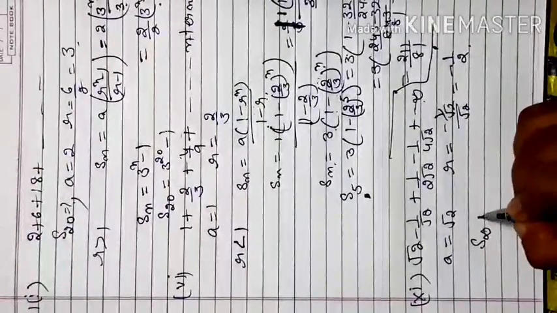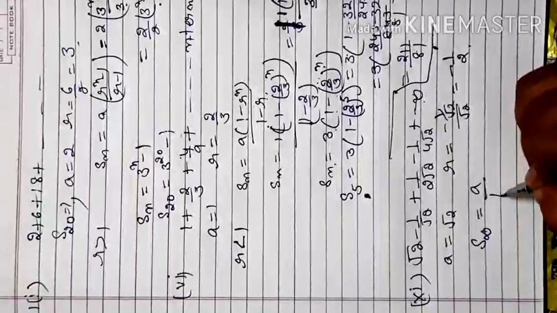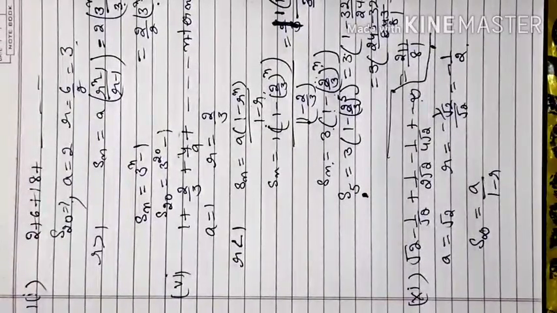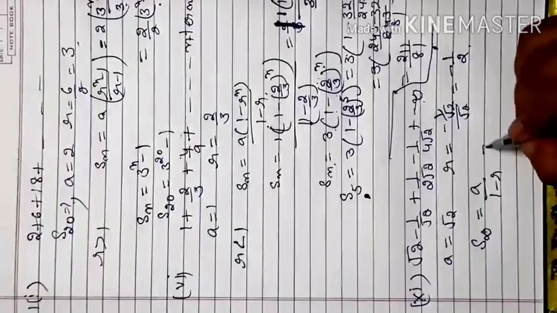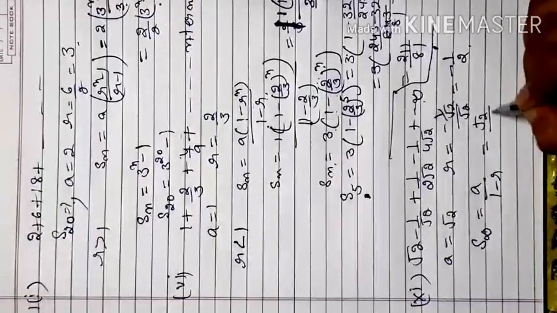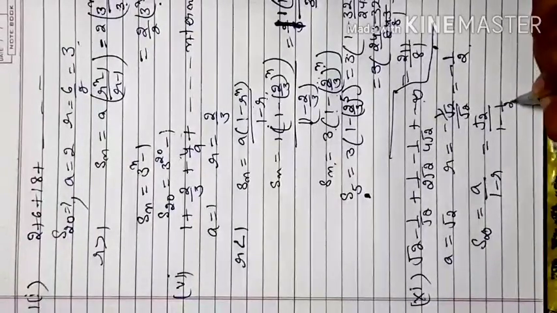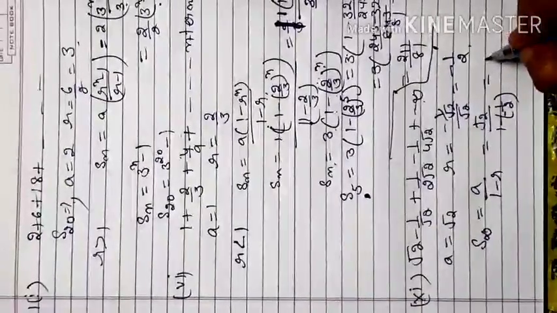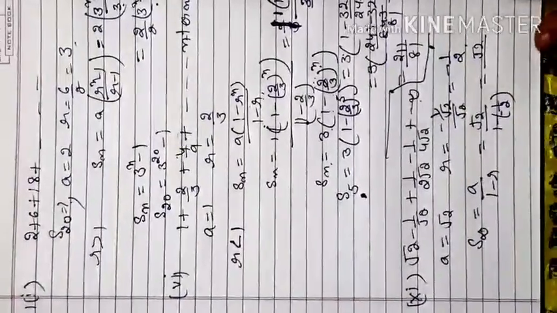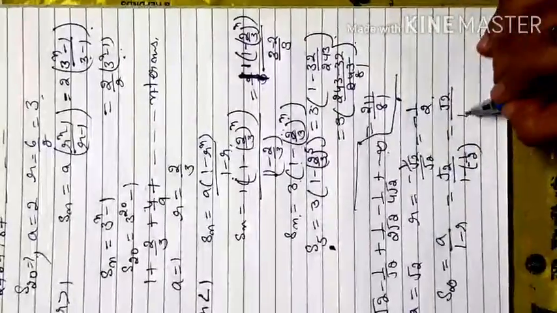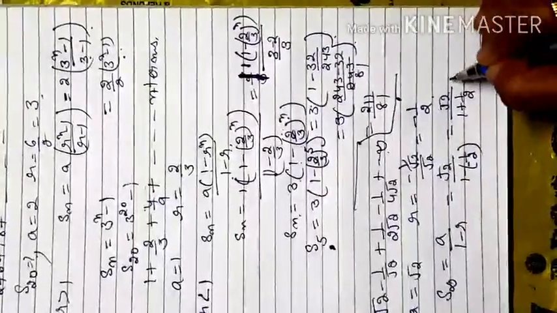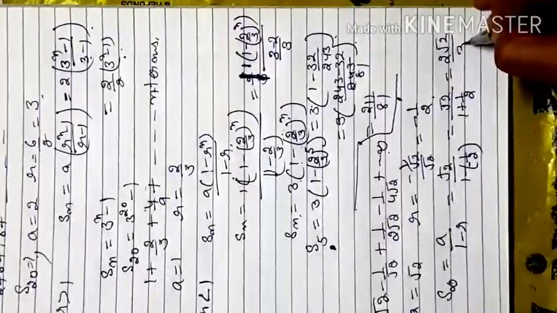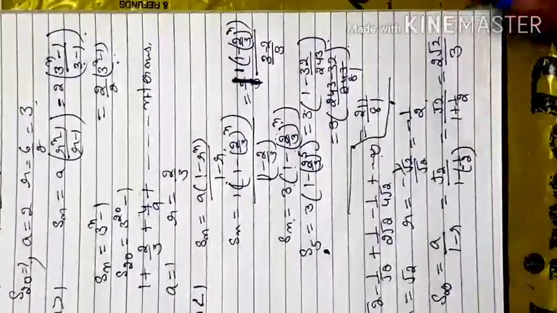The sum of infinite terms formula is a upon 1 minus r, because we are not using the n term value here. You just apply the values: root 2 by 1 minus minus 1 by 2. So that gave me root 2 by 1 plus 1 by 2. So that is 2 root 2 by 2 plus 1, which is 3. So that is my required answer.